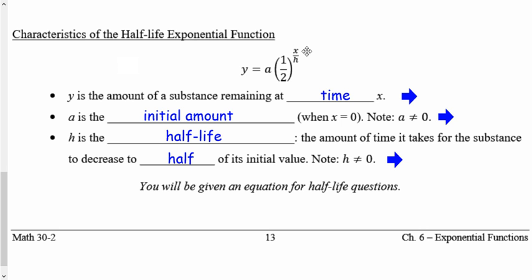Similar idea. Okay, this number here is the initial amount that we're starting with. So there's our initial amount. This is the amount at time x. H is going to be the half-life, and that's the amount of time it takes for the substance to decrease to half of its initial value. And we'd say that h can't be 0 because then we'd be dividing by 0 there. So that's generally how half-life equations work.